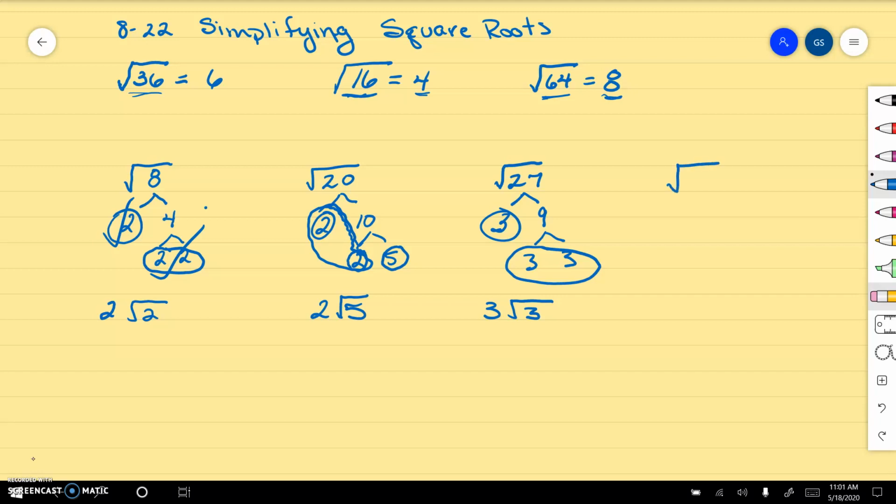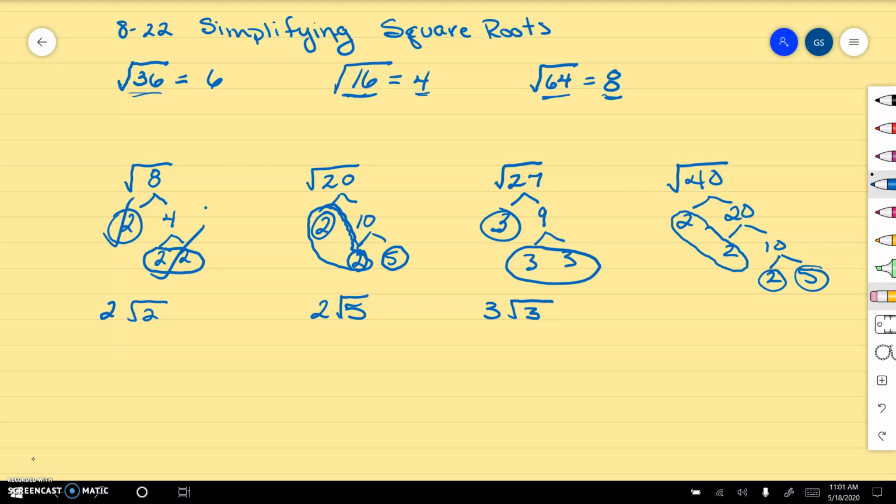All right, last one that I'm going to do with you, the square root of 40. I'm going to break it down. 2 times 20 equals 40. And then 2 times 10 equals 20. And then 2 times 5 equals 10. So let's see what happens here. I have a pair of 2's. Then I have a single 2 and a single 5.